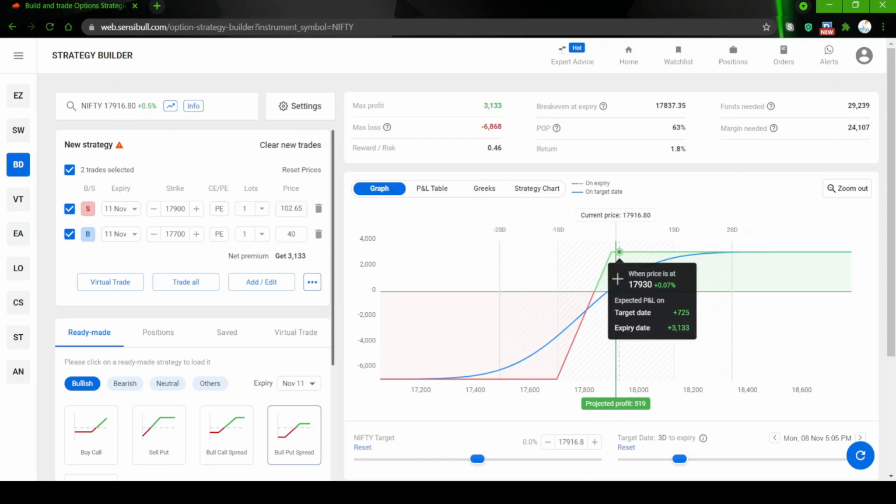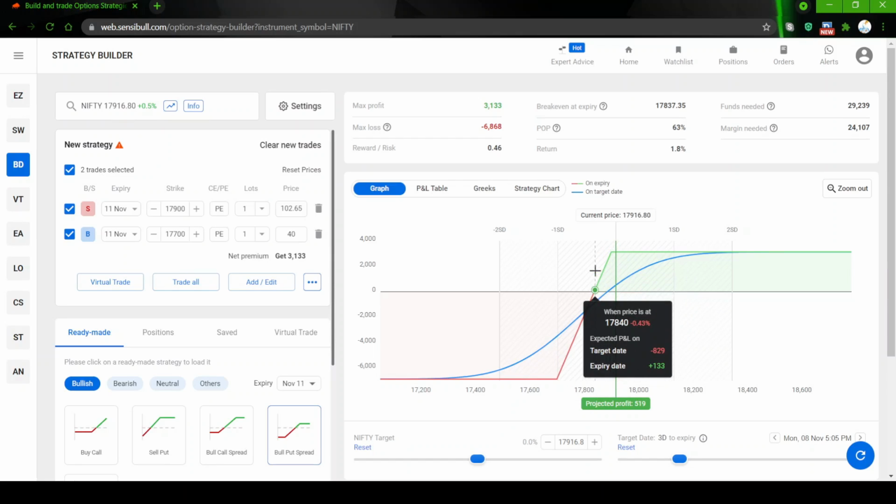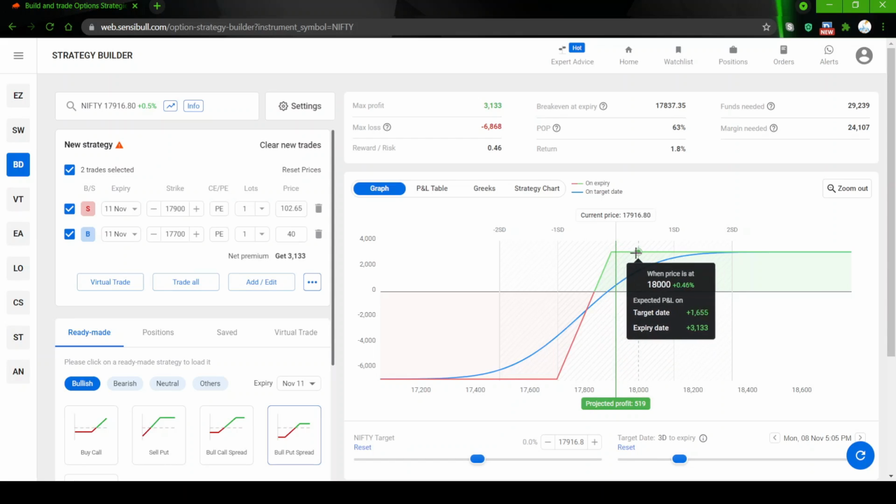So right now the market is here. The market needs to go down to 17,837 and further fall. Then only we will start making the loss. Till 17,837 is breached, we are not going to make any loss. Okay. If the market goes up, our profit is capped at 3,133. Here you can see the reward to risk ratio is 0.46.